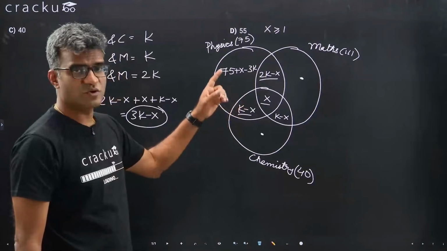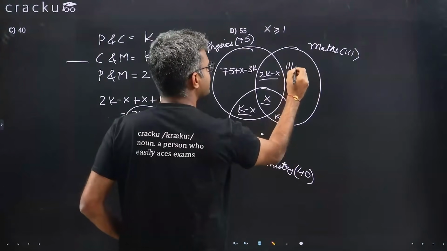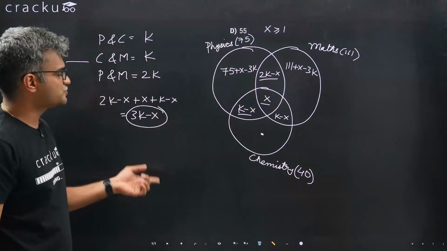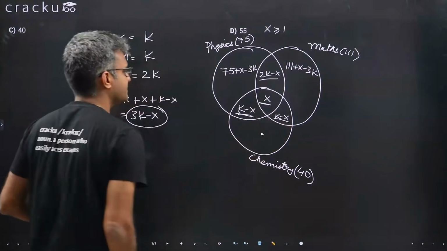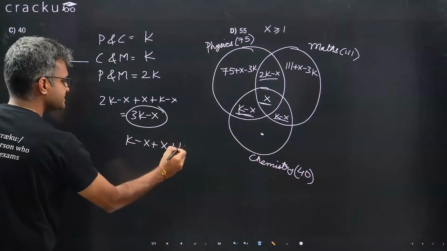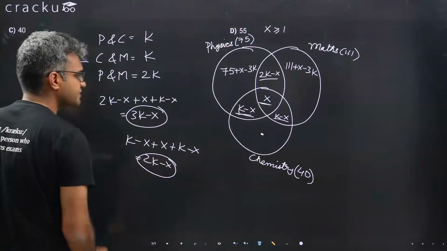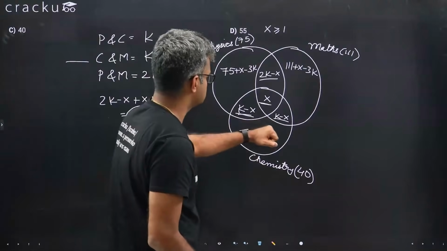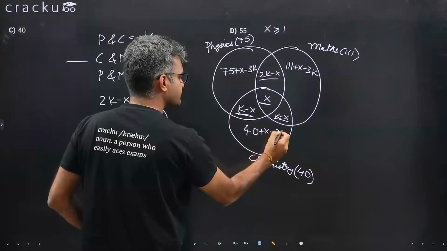Similarly, the number of students who chose only maths we can calculate. We will get this as 111 plus x minus 3k. And we can calculate the number of students who chose only chemistry. We have to first calculate this plus this plus this. What will that be? k minus x plus k minus x will be 2k minus x. This we have to subtract from 40. So this will be 40 plus x minus 2k.